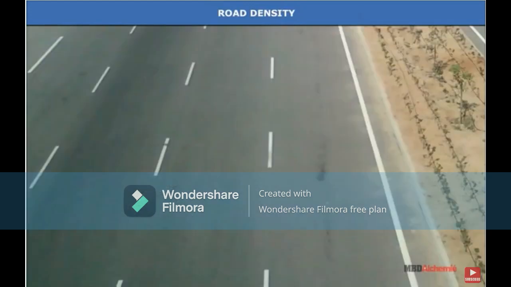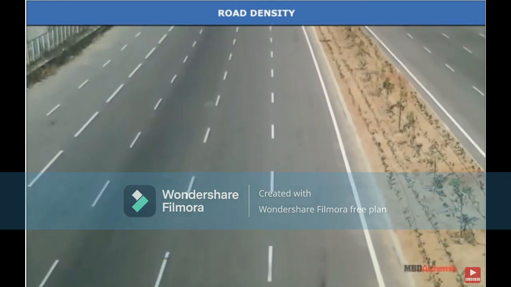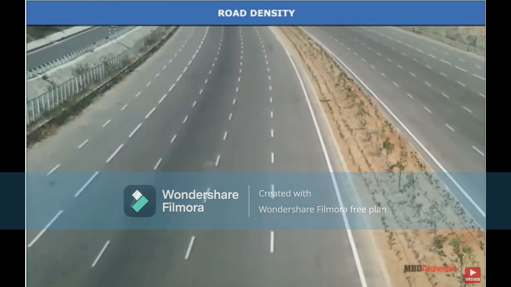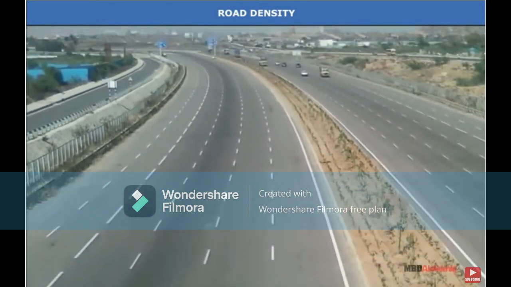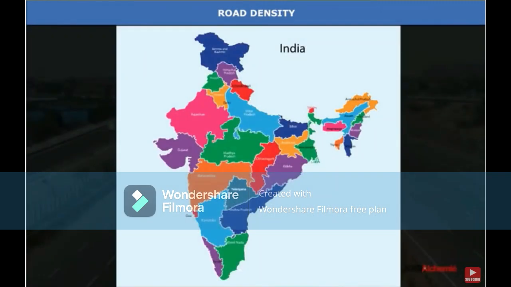Road density. The density of roads is the length of road per 100 square kilometer of area. Distribution of road is not uniform in the country. Density of all roads varies from only 12.14 km in Jammu and Kashmir to 517.77 km in Kerala as on 31st March 2011, with the national average of 142.68 km as on 31st March 2011.